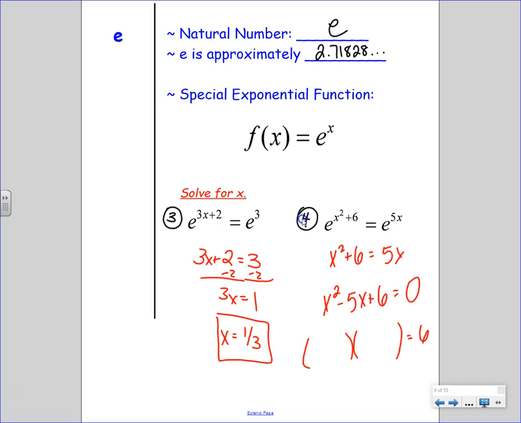Oops. It's not 6, that's 0. What multiplies to be 6 and adds to be -5? No, -2. 6 times -1 is -6. I need a negative times a negative. I need a -2 plus a -3. Tricky. 6 is always messy. So what are our 2 answers? 2 and 3. Got it.